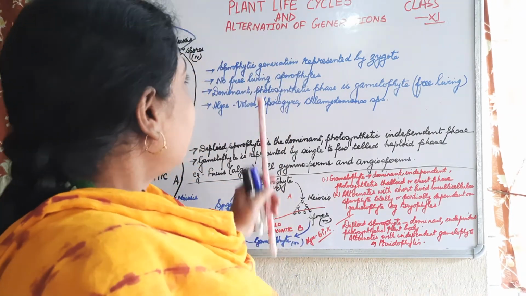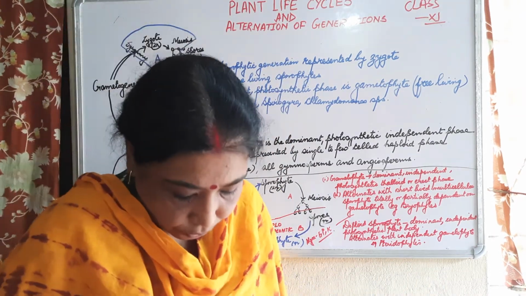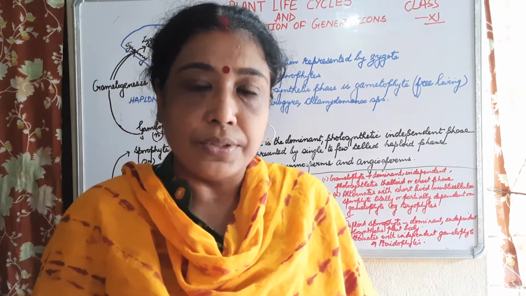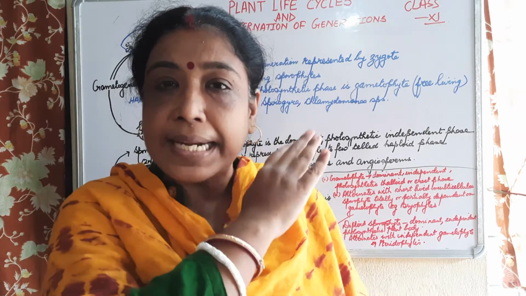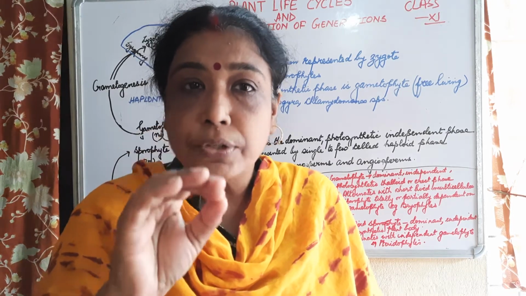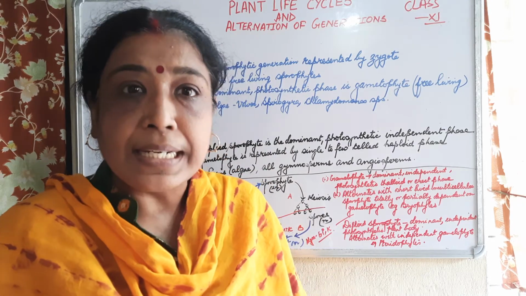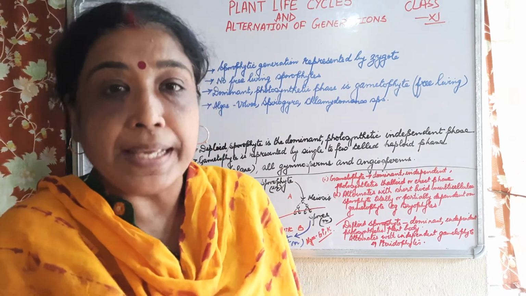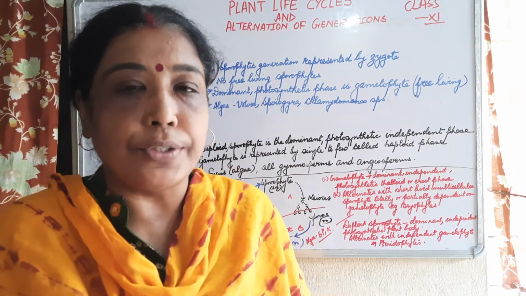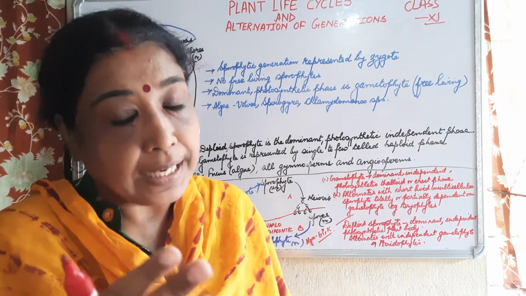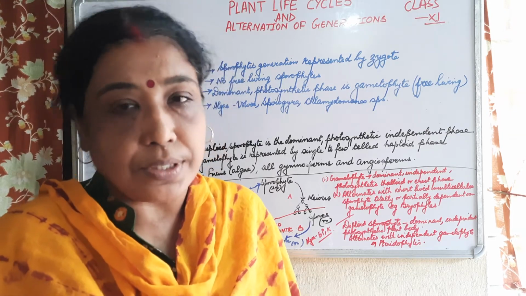So children, first of all, please listen carefully to what I am telling you. You have to remember that to understand life cycles and alternation of generation, you need to understand a few things. What are those few things? That I'll discuss first. Then we will move on to the different life cycles and see how alternation of generations takes place.